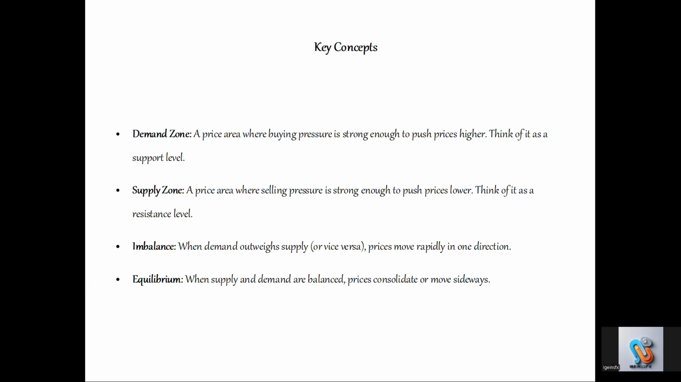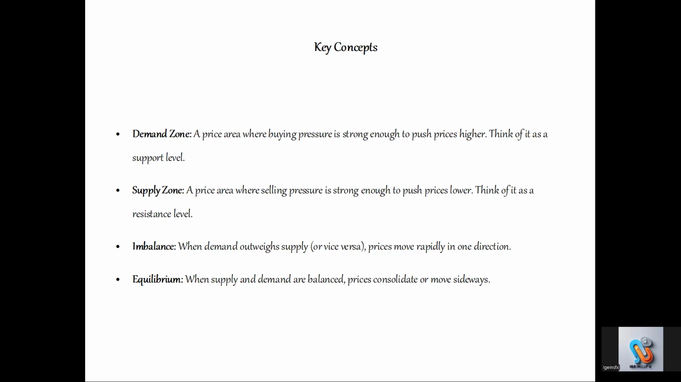All right? Now, when we say equilibrium, when supply and demand are balanced, equal, that is, price consolidates or moves sideways. Before demand happens or before supply happens, supply and demand will be equal. They will be balanced. And that balancing of price will create consolidation, or price moving sideways. At that point, nobody is leading, but something is going on. Just watch out. After a while, there will be a breakout.